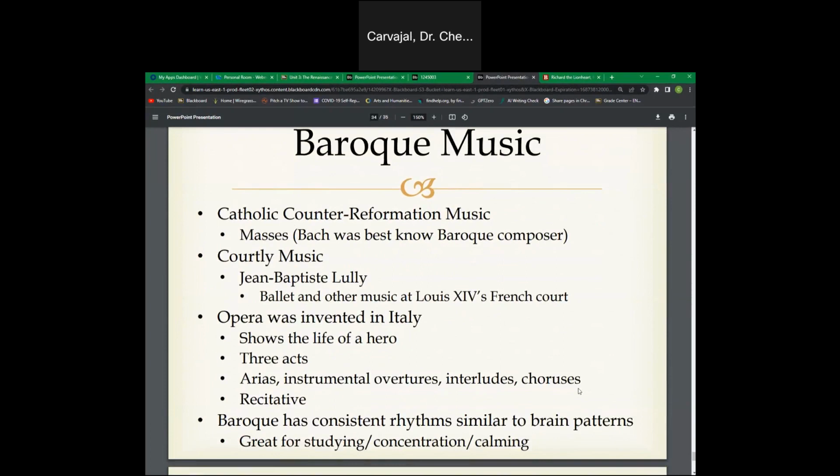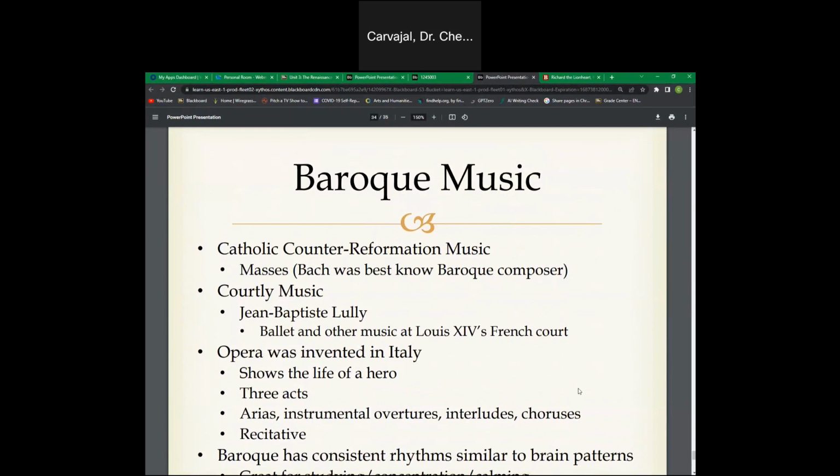Now, as far as Baroque music, we're not going to spend a lot of time on that, especially the religious. The Counter-Reformation just said, no, you need to go back to Catholic Mass, and it needs to be in Latin. Bach, who was actually a Protestant, was in Germany, but he composed quite a few masses for Catholic Mass, and he also composed a lot of music for Protestant churches. So he kind of got the best of both worlds.